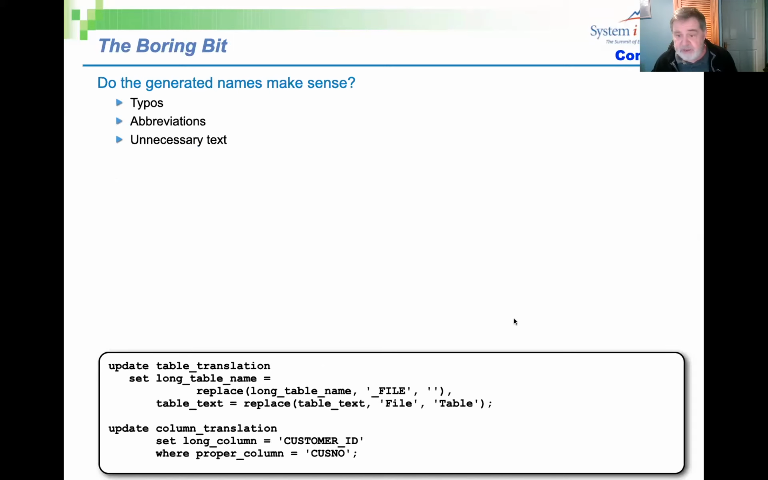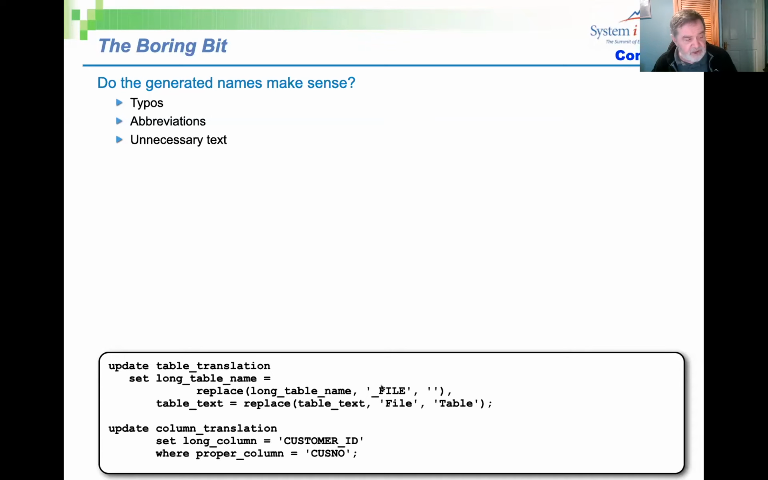And then the boring bit, right? Now we have to go and make sure that everything is okay. So you're looking for typos in the descriptions. So somebody had spelled customer CSUSTM, that type of thing. Okay, or abbreviations that were used, or unnecessary text that's in there.